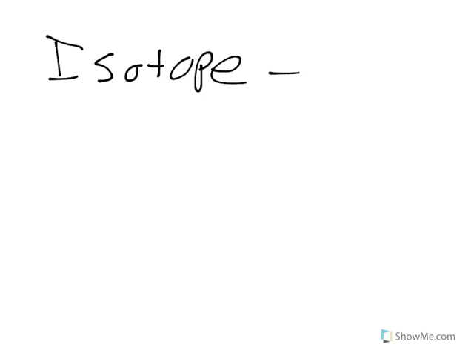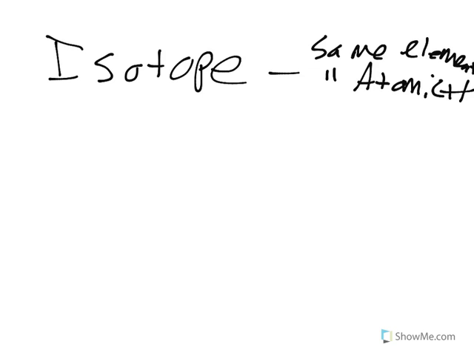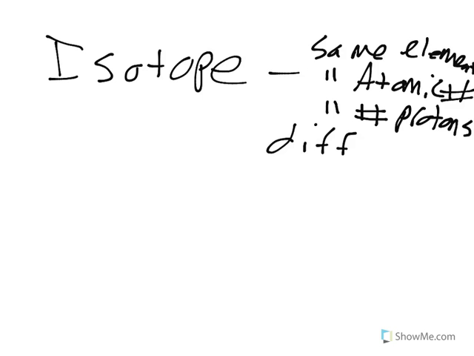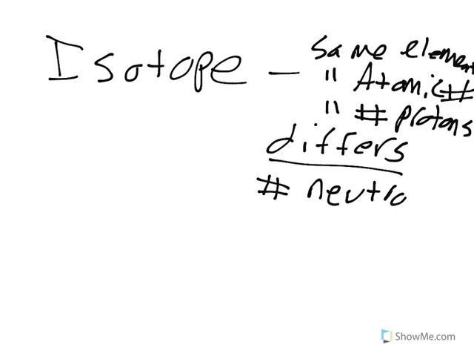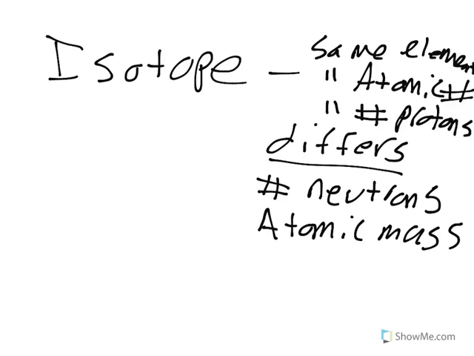An isotope is an atom of the same element, so it has the same atomic number and the same number of protons, but it differs in its number of neutrons, and therefore its atomic mass, because the neutrons are contributing to the atomic mass, so a variance in the number of neutrons means that this atom has a different atomic mass from an atom of the same element with a different number of neutrons. These two would be referred to as isotopes.